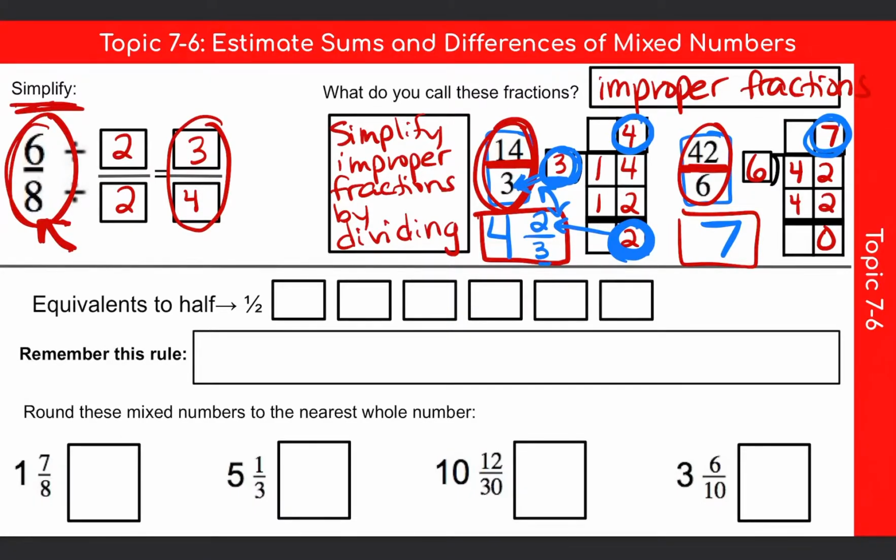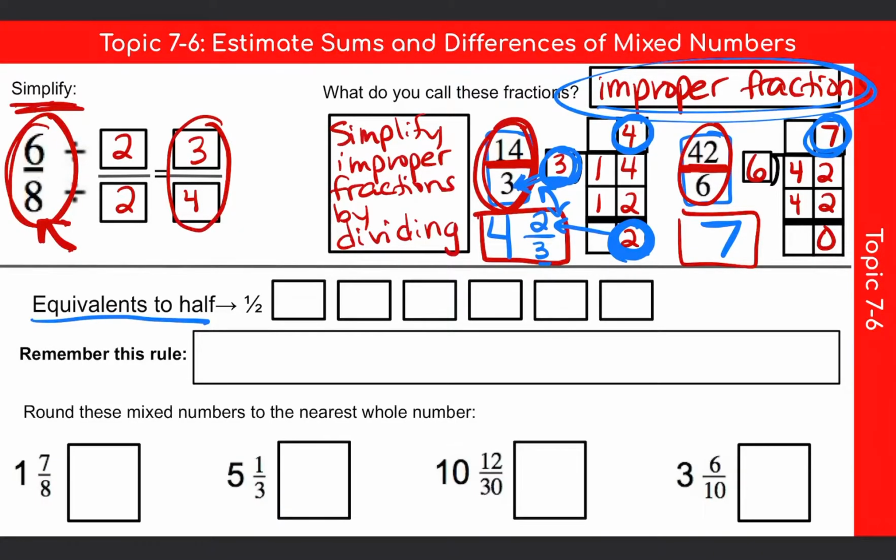And we're going to get a little bit more practice of that. I wanted to go over improper fractions with you because you are going to see these throughout the rest of this topic. So now all we're going to practice today is just estimating sums and differences of mixed numbers. And we'll get back to improper fractions in a bit. So I just wanted to review really quick the equivalents to half.